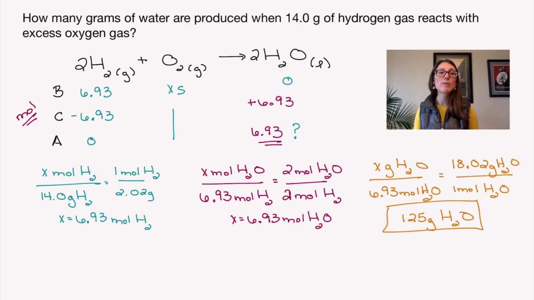And this gives me my final answer of 125 grams of water. Quick note on significant figures. You will want to be using your original starting mass for your significant figures. You should have enough decimal places in your molar masses that those should not change, and your mole ratios are exact. So your final significant figures should be determined by that starting number of significant figures in your problem.